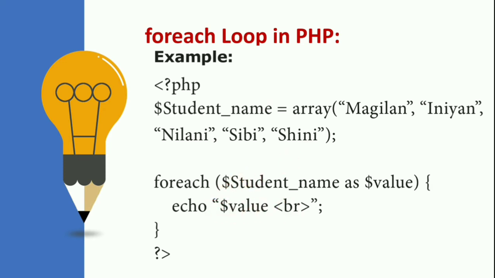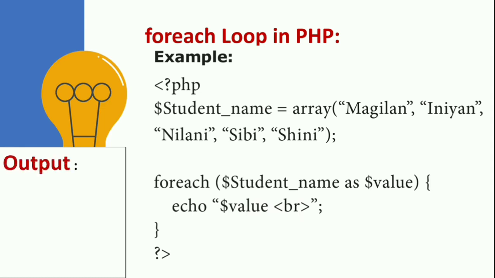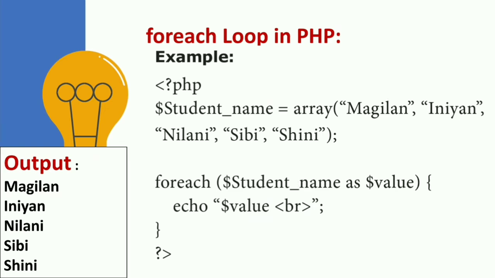So let's see the output. For the very first time, the first element is taken as the value. So that value will be printed because we have only one echo statement asked to print the value. So the first value is Magiran, and like that it executes for each element, each time. So this is what the foreach loop does.